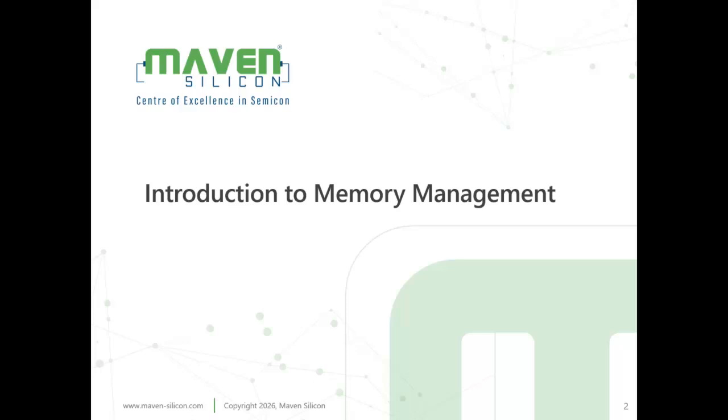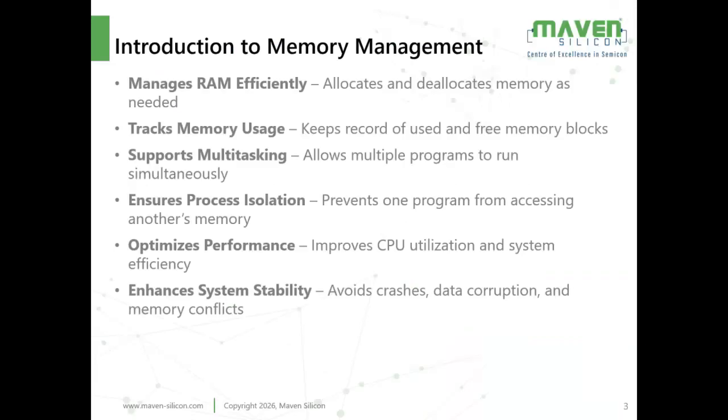Introduction to memory management. Memory management is a fundamental function of the operating system. It controls how RAM is allocated, tracked, and released for different programs running on the computer. Whenever a program starts, the operating system allocates memory to it. When the program finishes executing, the memory is freed and becomes available for other programs.